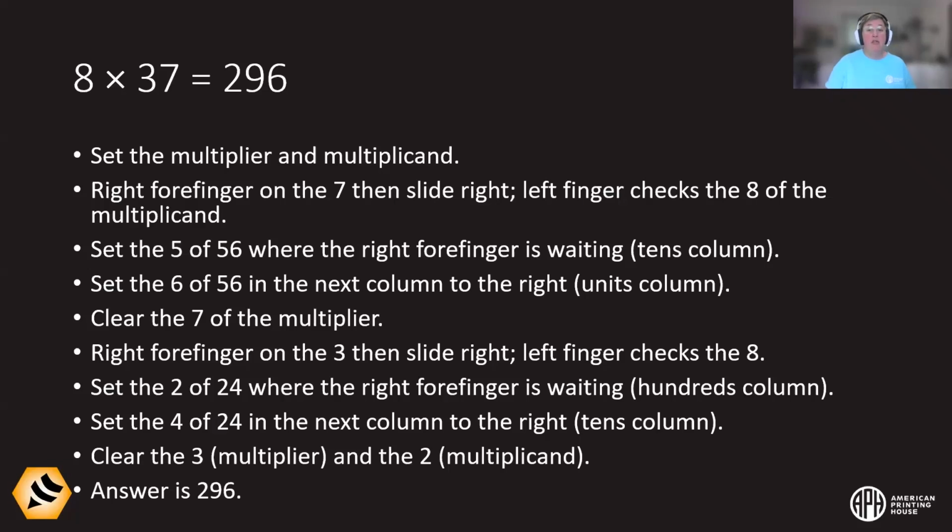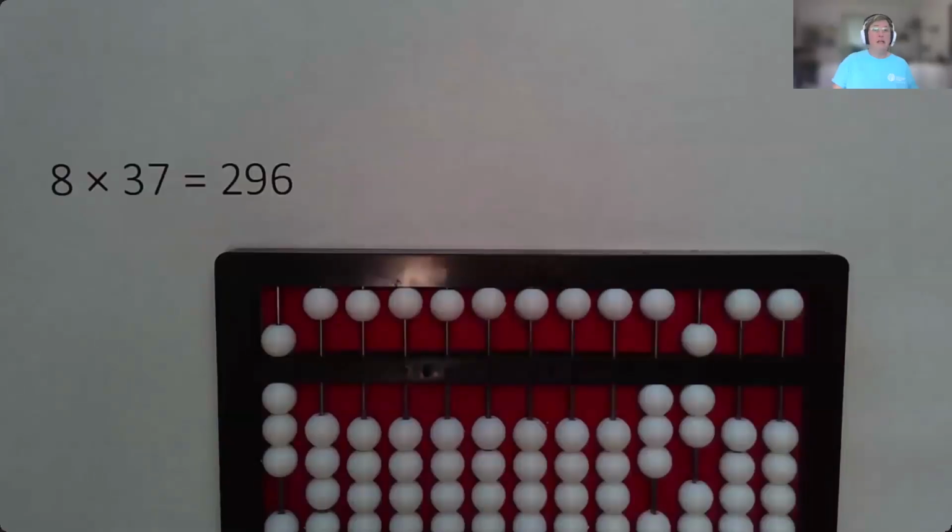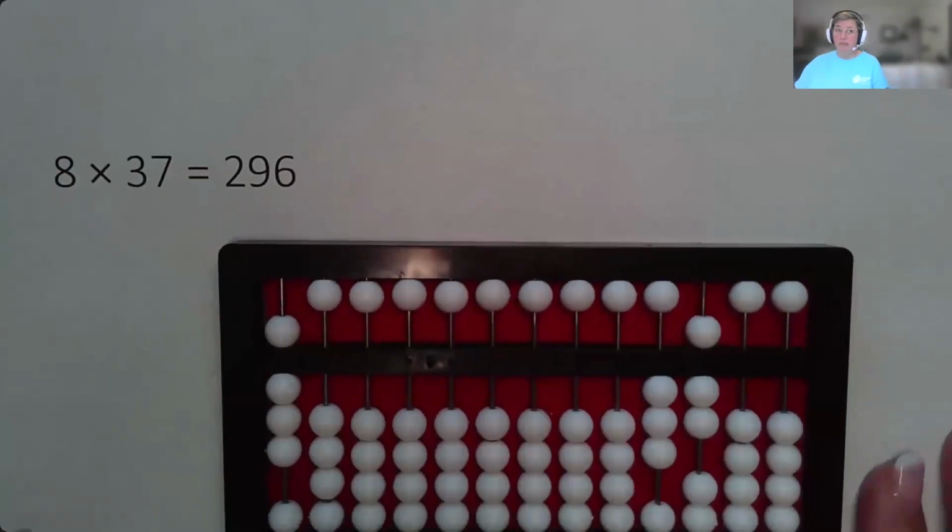We'll read it and we'll put 3 in our working memory. We'll slide it to the right. Our left finger checks that 8, so we say 3 times 8 is 24. Right where our finger is waiting, we set the 2, and then we move it to the right and we set the 4. We'll clear the 3, we'll clear the 8, and we'll read our answer. Let's look at that problem.